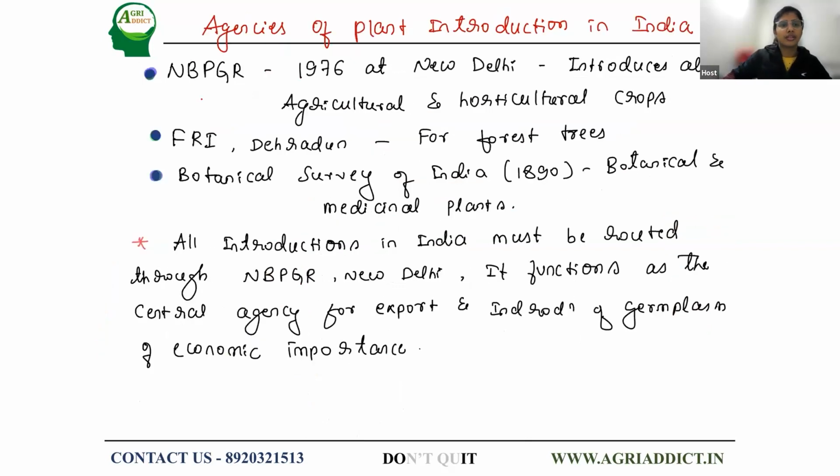So firstly, NBPGR is concerned with the introduction of the materials. It was established in 1976 and is located at New Delhi. All the agricultural as well as the horticultural crops are introduced through the NBPGR. Next, Forest Research Institute, Dehradun, is concerned with the introduction of forest trees. Botanical Survey of India is concerned with the introduction of botanical and medicinal plants. They'll ask you only this kind of questions, like with which crop they are associated with the introductions. Nothing much is needed in this part.